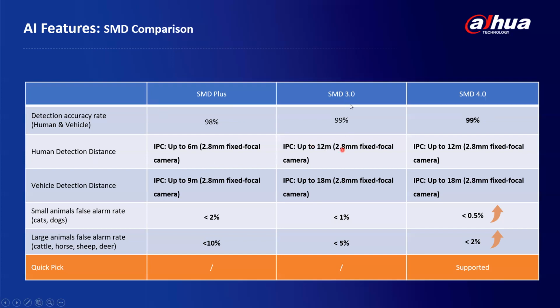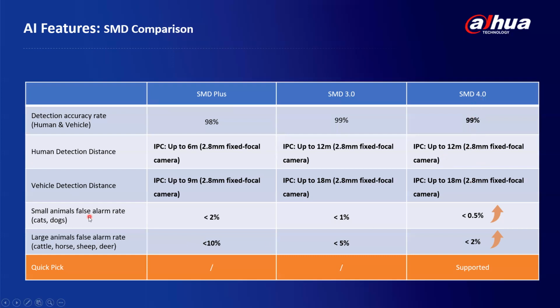And for smart motion detection 4.0, the distance doubles to 12 meters alongside the 99%. On the vehicle detection, because vehicles are bigger than human beings, we find that the distance is a difference of 3 meters away. And smart motion detection 3.0 provides 18 meters distance. And again, this is similar to the 99% of smart motion detection 4.0.